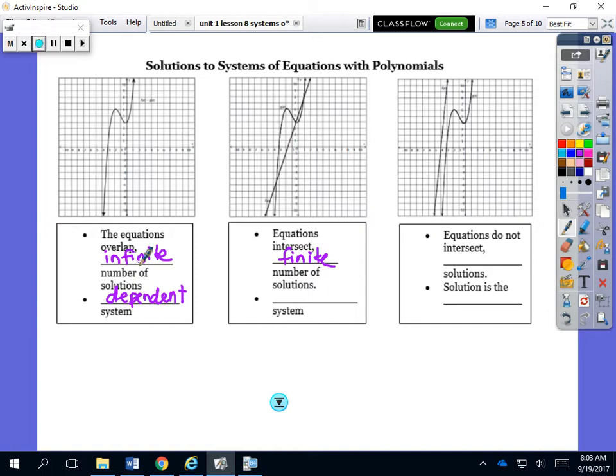If the equations intersect, you have a finite number of solutions. In this case, they only have a certain number of points in common, the points where they cross. We call that an independent system. So in this case, you've got a point of intersection here, here, and here, and you can figure out those coordinates. We're going to learn how to do that using your graphing calculator. If they don't intersect, there are no solutions, and we call that the empty set.